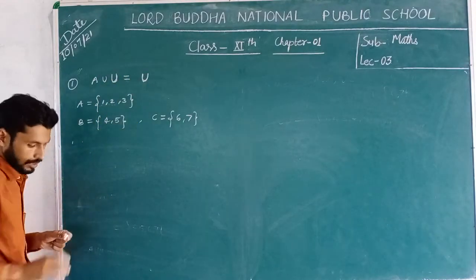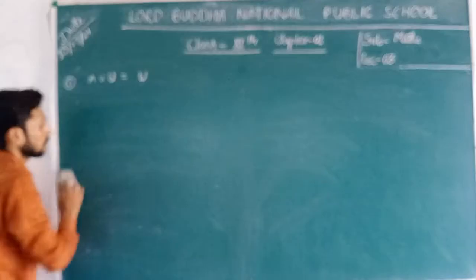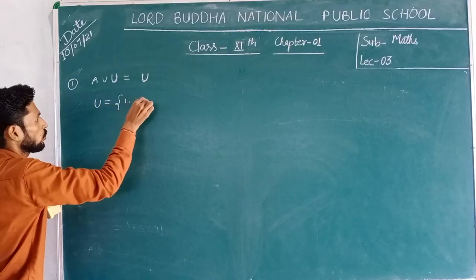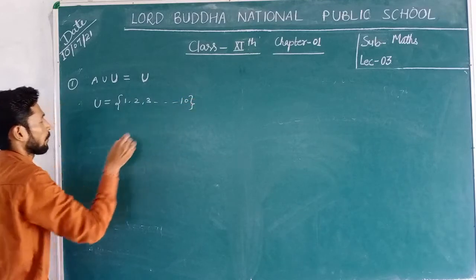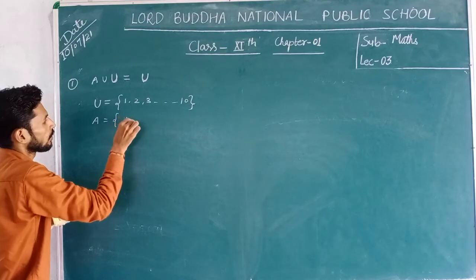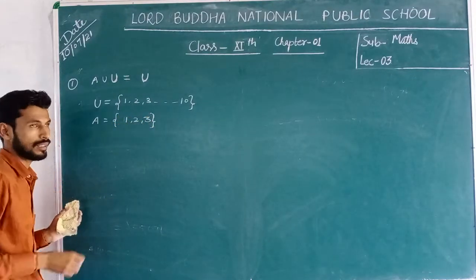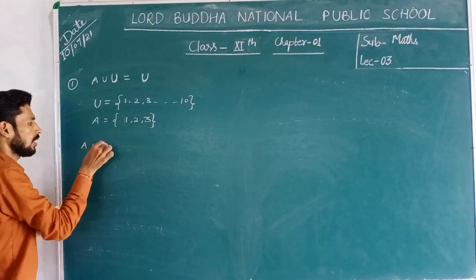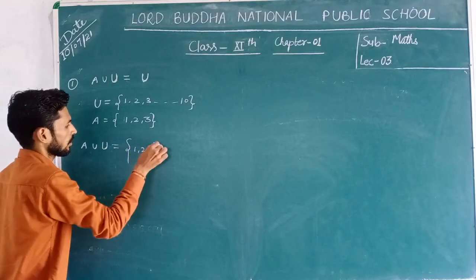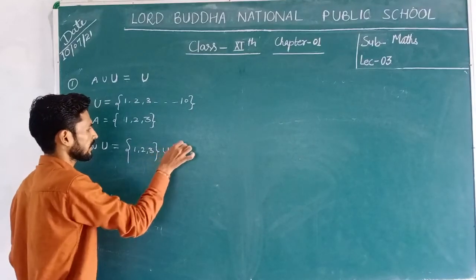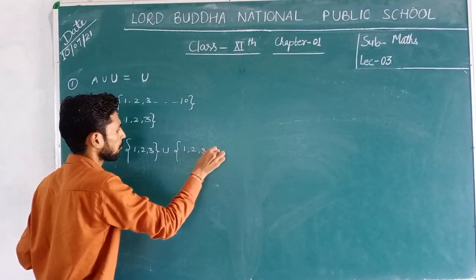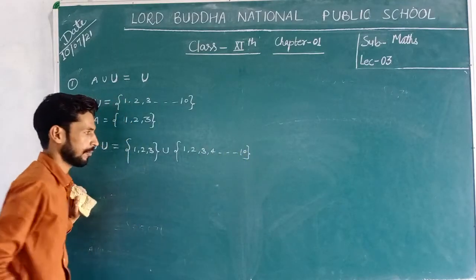Suppose that there are two sets. First is the universal set, that is 1, 2, 3 till 10, and set A contains the elements 1, 2, 3. Okay, so A union U equals, in set A 1, 2, 3 elements are present, take the union sign, and the universal set U 1, 2, 3, 4 till the element 10.